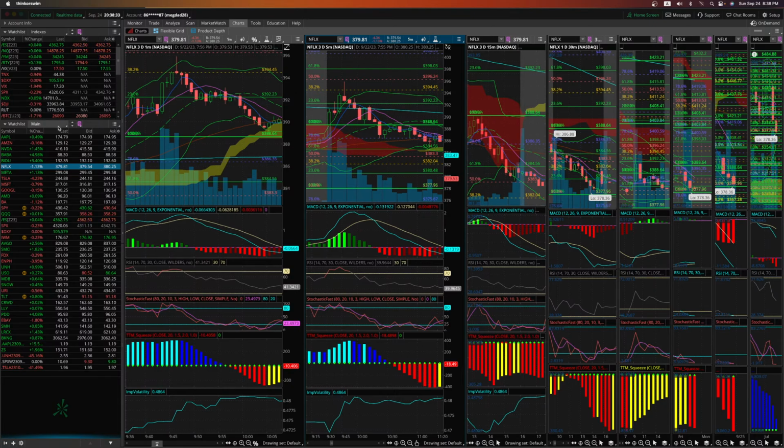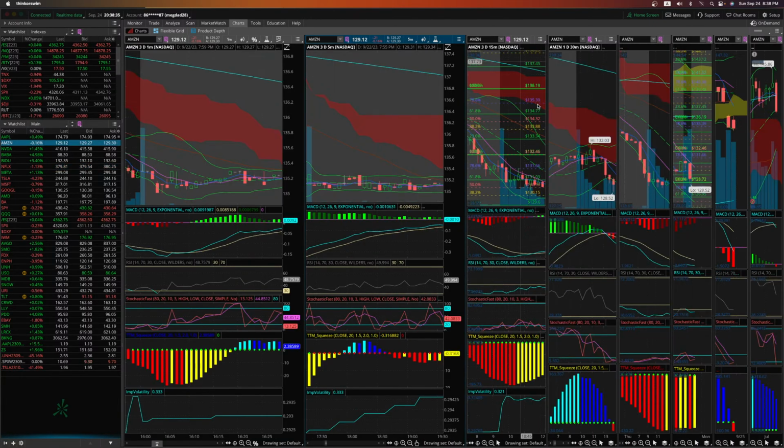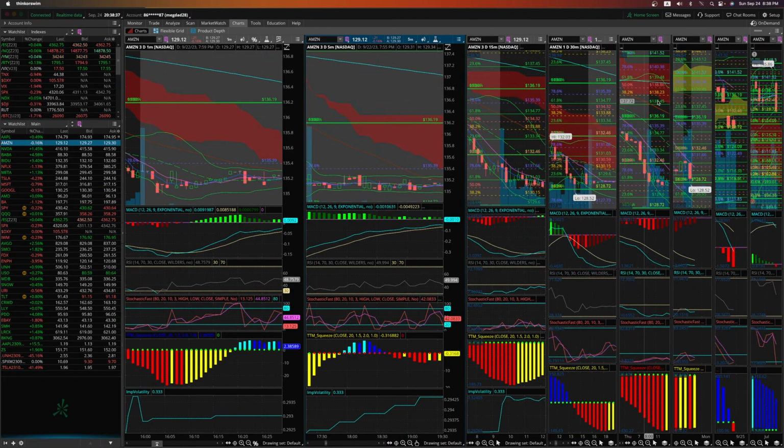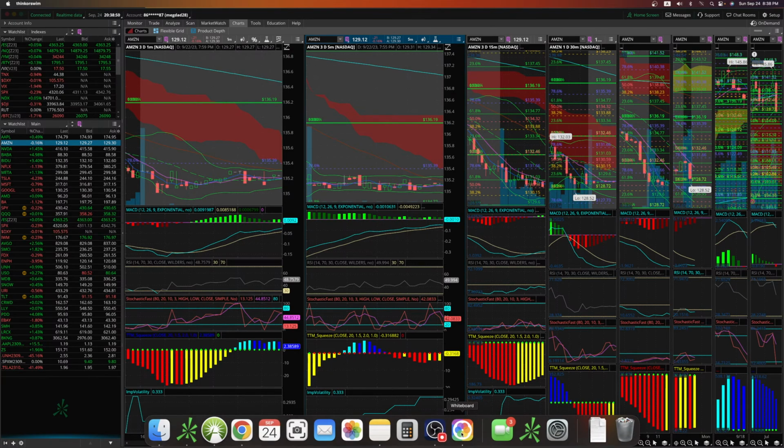Let's go to Amazon. So Amazon, another interesting name. It was inside the range. You can see here between 136, 130. It was just going up and down, but then once it breaks the range, it went crazier higher.